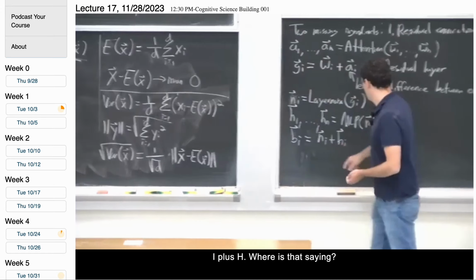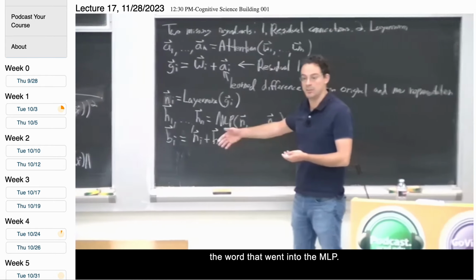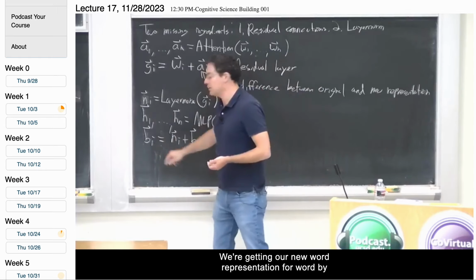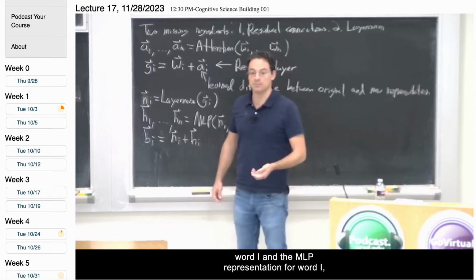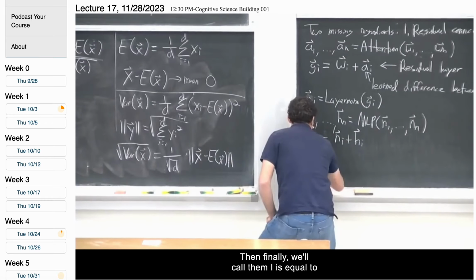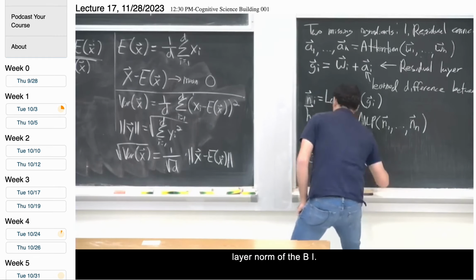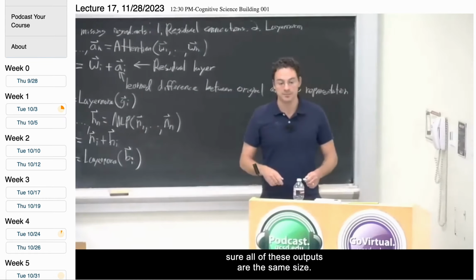What is that saying? Ni was the ith input into the MLP, so the ith word. Hi is the ith output from the MLP. So we're getting our new word representation for word i by summing together the old representation for word i and the MLP representation for word i. So it's just another residual layer. And then finally, we'll call them C's. Ci is equal to layer norm of the Bi. So we just do another layer norm to make sure all these outputs are the same size.